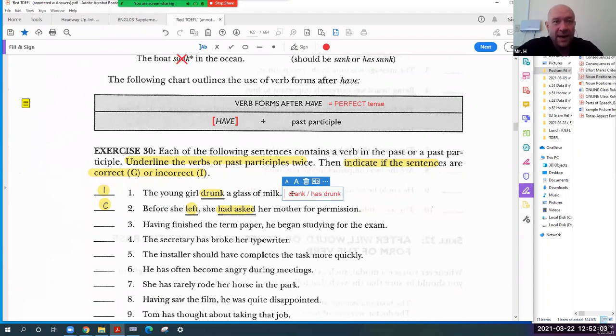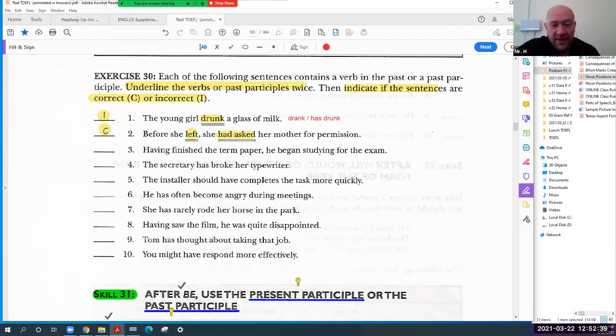All right, Muhammad Ali, how about number two? Before she left, she had asked her mother for permission. Hey, did we study the past perfect today? Sure. Yeah, so which action is finished first? She had asked her mother first. Had asked. Yeah. And then she left. Excellent.